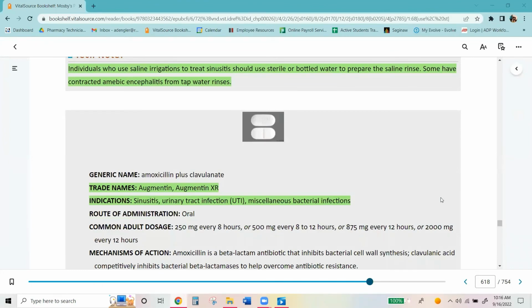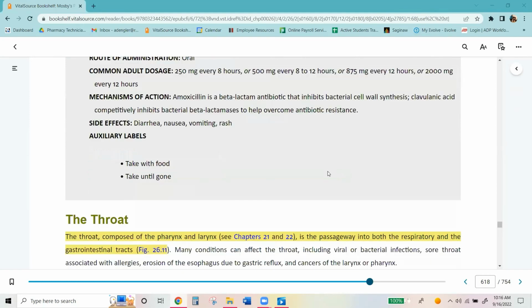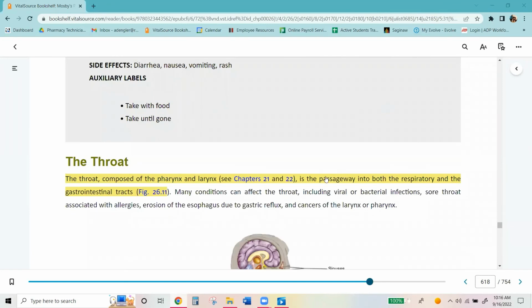The medication Augmentin or Augmentin XR, the generic name is amoxicillin plus clavulanate, and it's indicated for sinusitis, urinary tract infection, and other miscellaneous bacterial infections. The throat is composed of the pharynx and larynx. It is the passageway into both the respiratory and the gastrointestinal tracts.